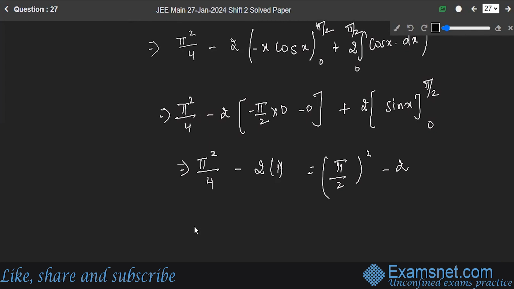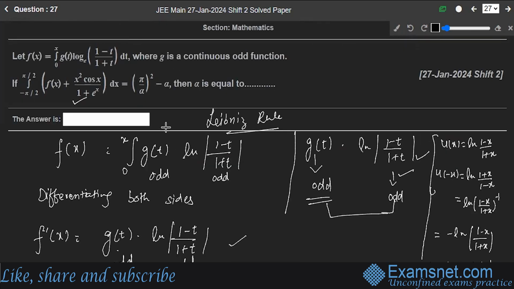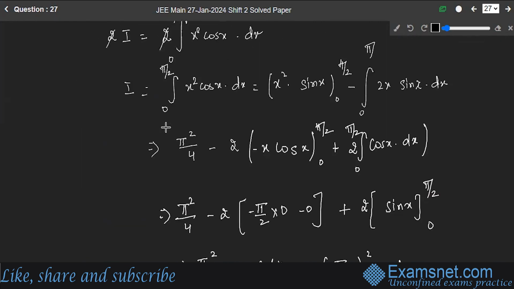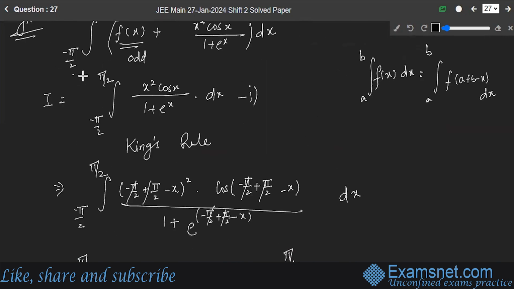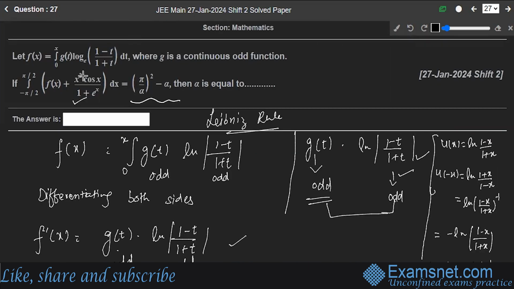Let's compare it with the given equation, which was pi square upon alpha minus alpha. So this was equivalent to pi upon alpha whole square minus alpha. That gives me alpha is equal to 2. That's it. We needed that value only, right? I needed the value of alpha, that's equal to 2. So this is the answer to the question. Hope you are clear with this. Let's move to the next question.